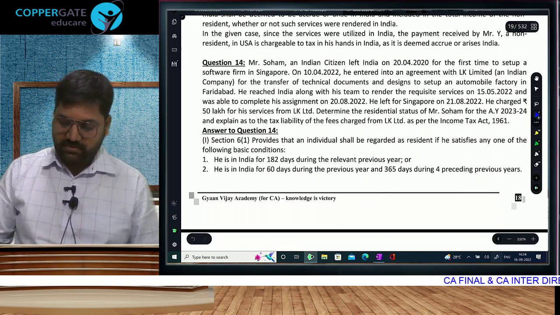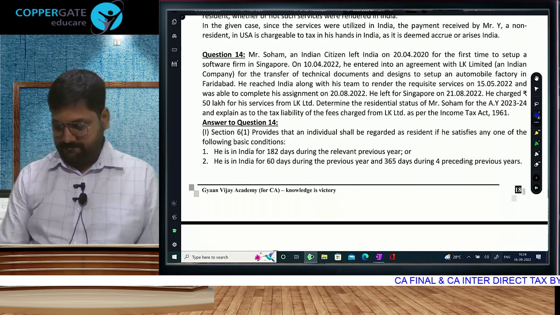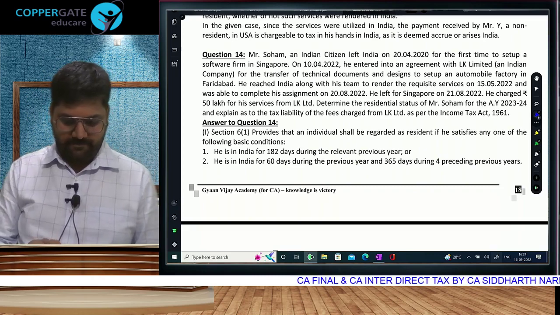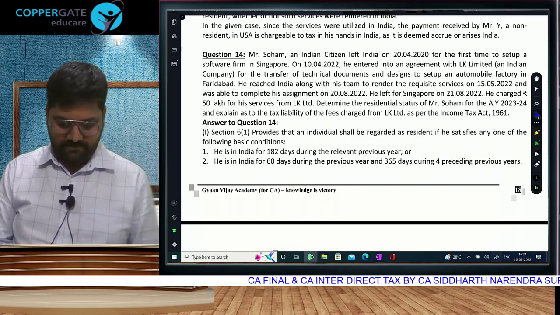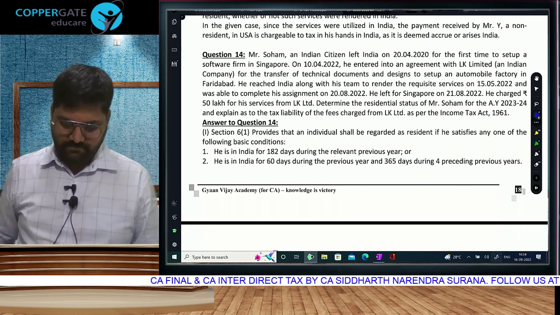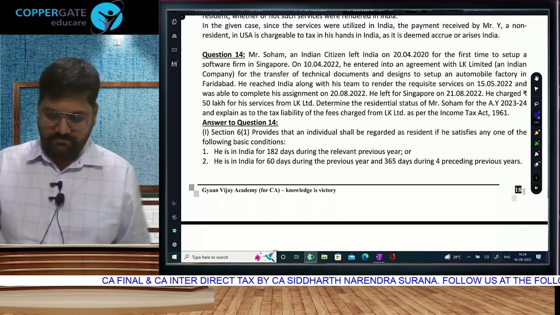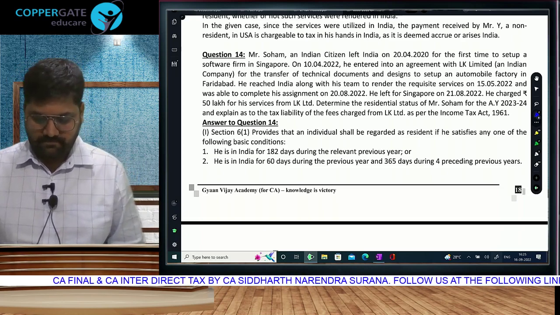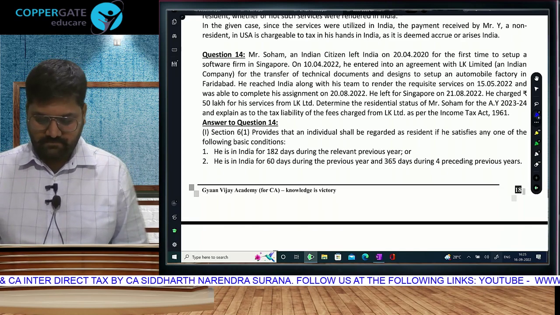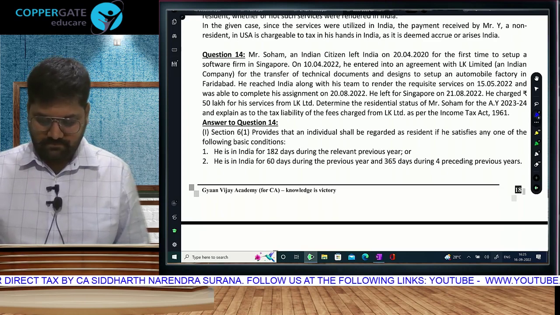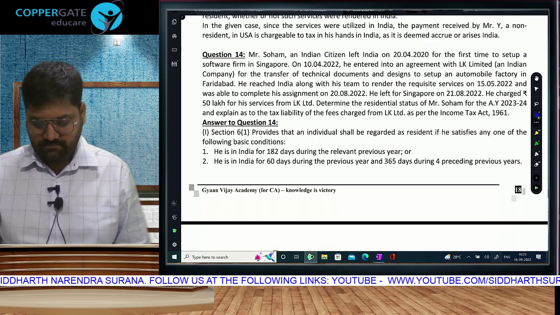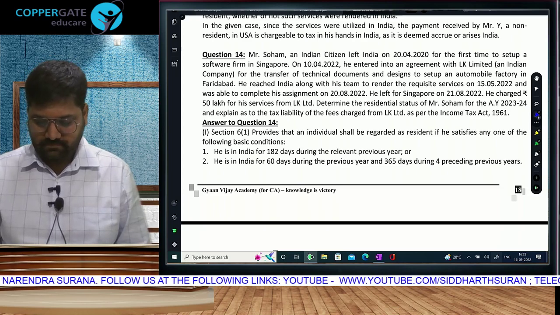14 is not done. No, 14 please. Mr. Soham, an Indian citizen, left India on 20th April 2020 for the first time to set up a software firm in Singapore. On 10th April 2022, he entered into an agreement with LK Limited, an Indian company, for the transfer of technical documents and designs to set up an automobile factory in Faridabad. He reached India along with his team to render the requisite services on 15th May 22 and was able to complete his assignment on 20th August 22.